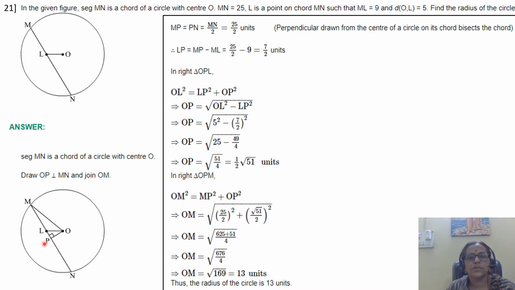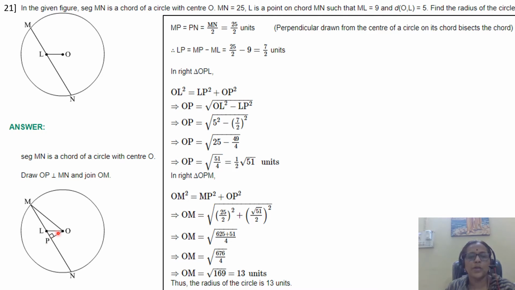Now LP is MP minus ML. So 25 by 2 minus 9, since ML is 9. So you have 7 by 2 units. Consider triangle OPL. You have OL square is equal to LP square plus OP square. So find out OP. OP square is equal to OL square minus LP square. Substitute the values: 5 square minus (7 by 2) square. Find out OP is root 51 divided by 2.